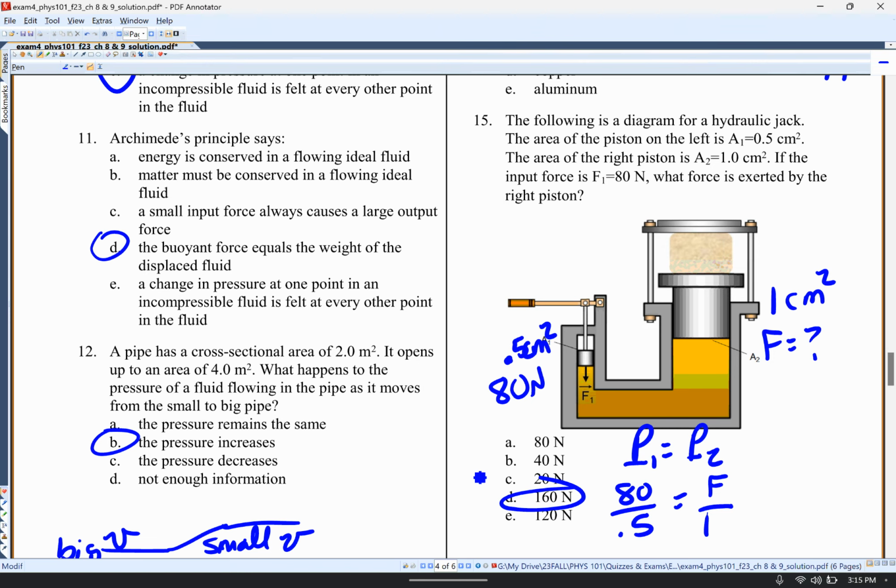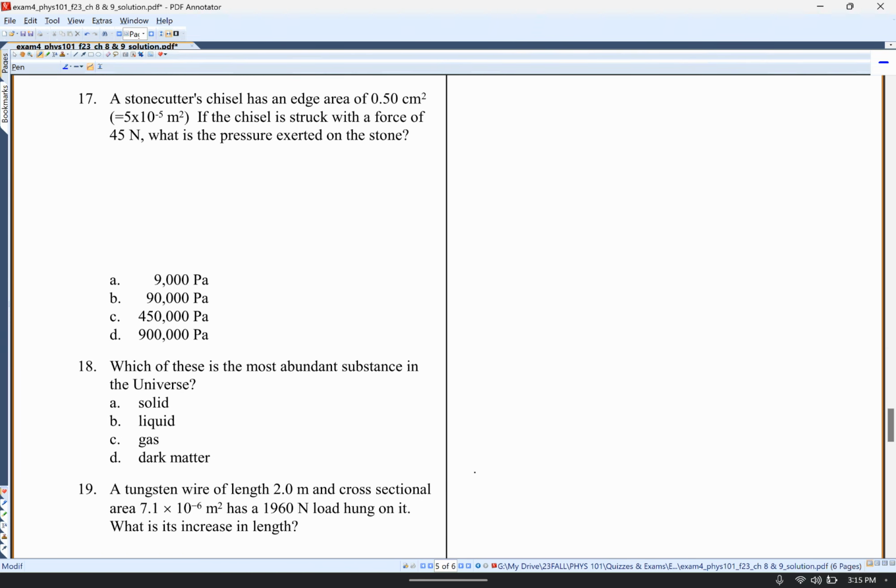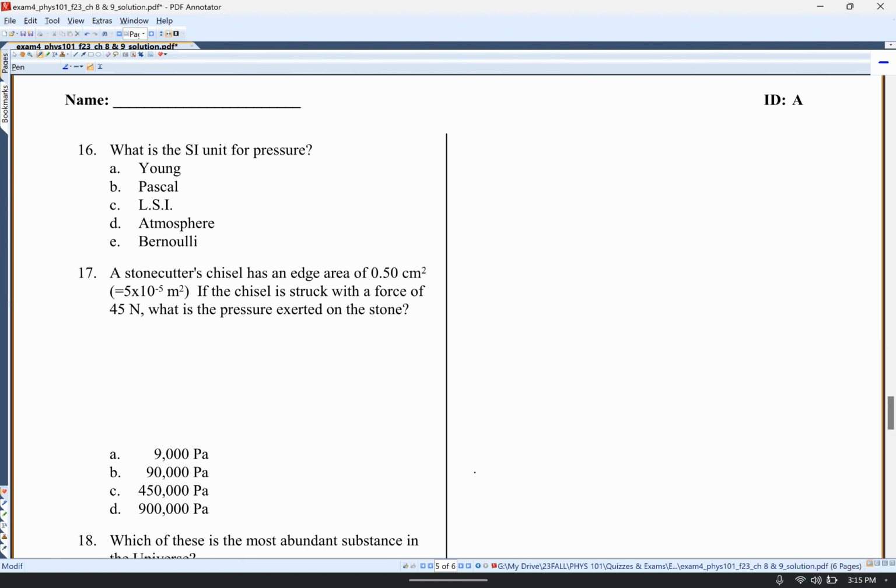What is the SI unit for pressure? That would be Pascal, or newtons per square meter. Other units do include the atmosphere, which is commonly used, and PSI, or pounds per square inch, but those are not the SI units. The SI unit is the Pascal, which is equal to a newton per square meter.